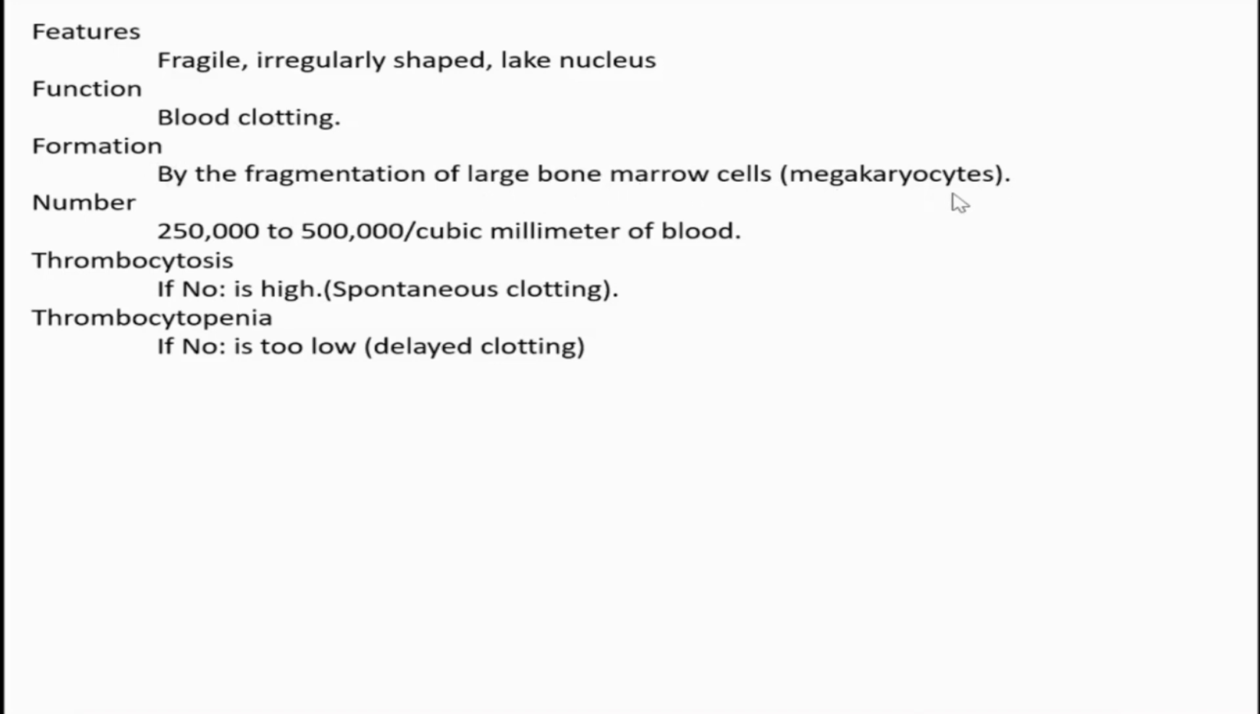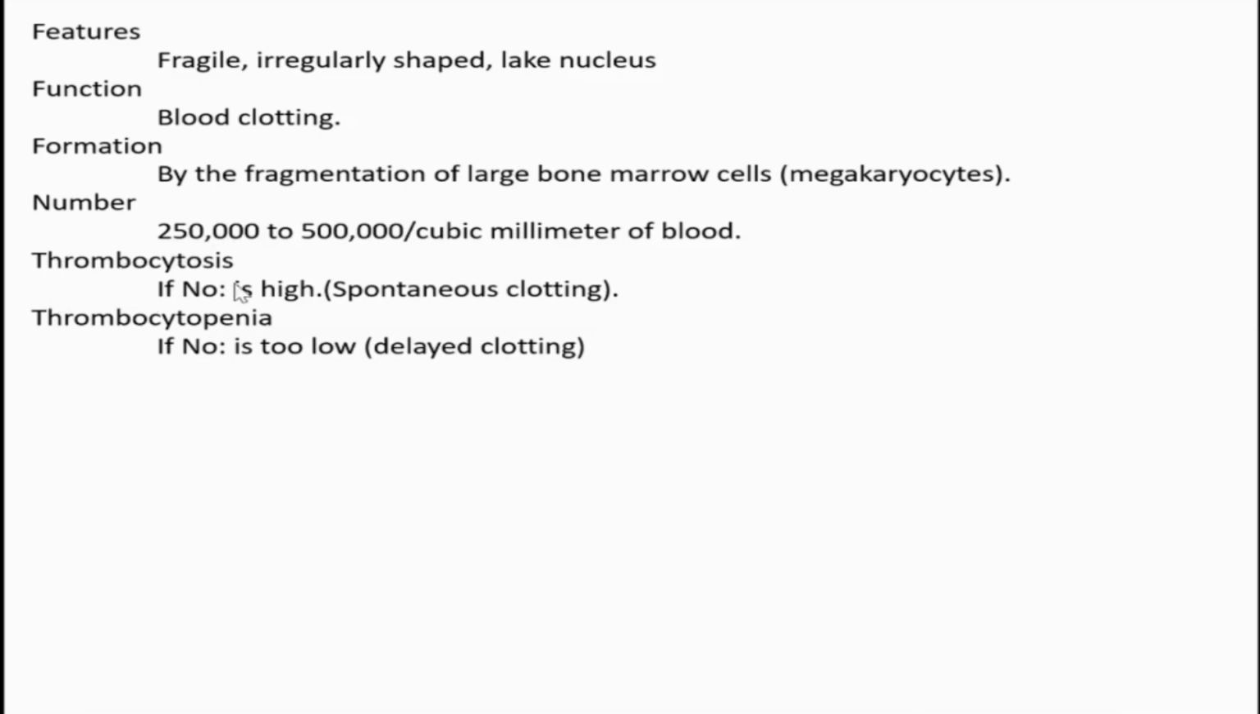And those bone marrow cells that are designed to become platelets are called megakaryocytes. And the number is this much: 2,50,000 to 500,000 per cubic mm of blood.